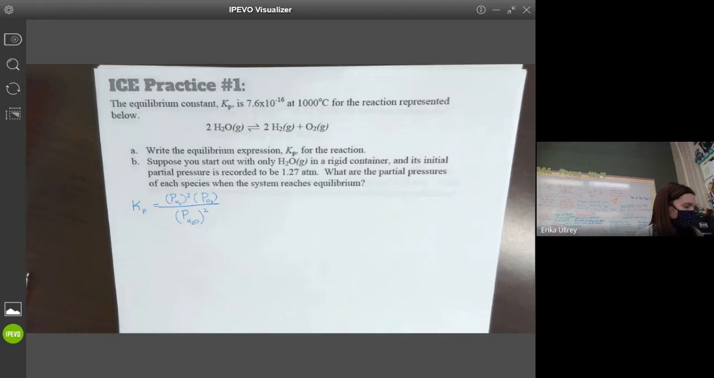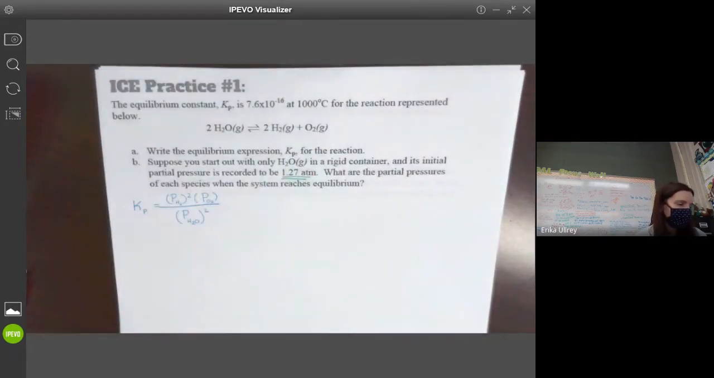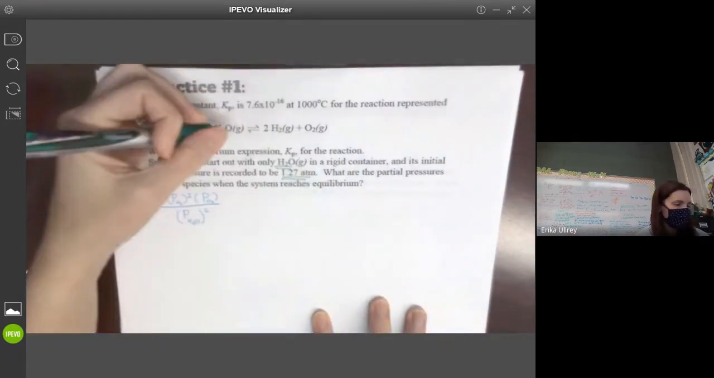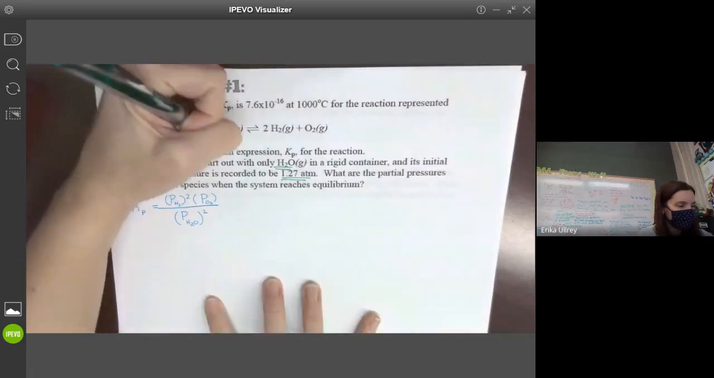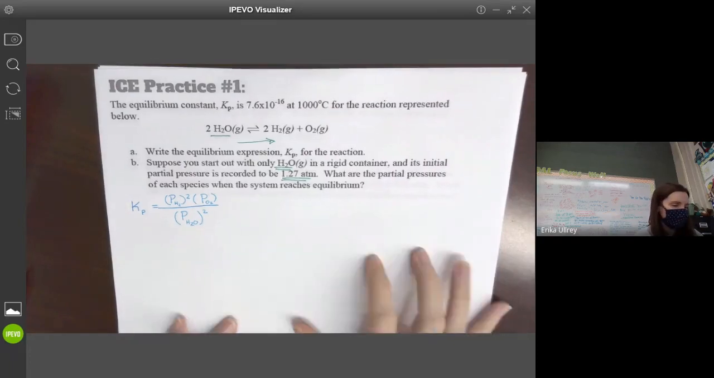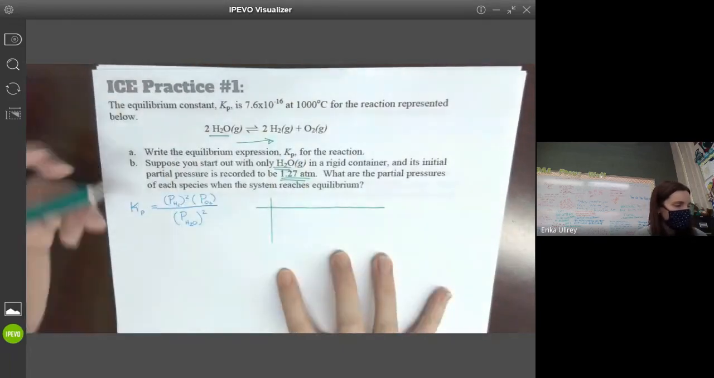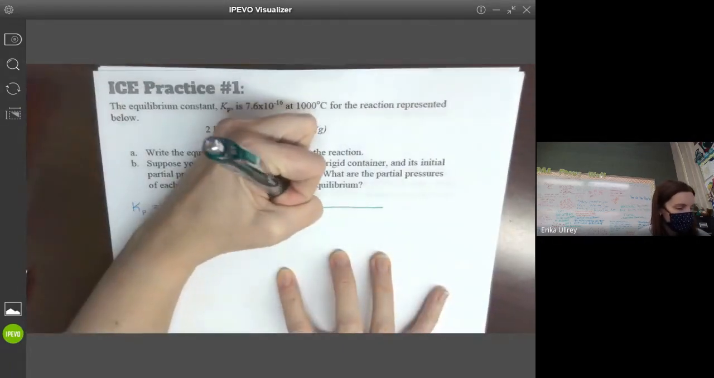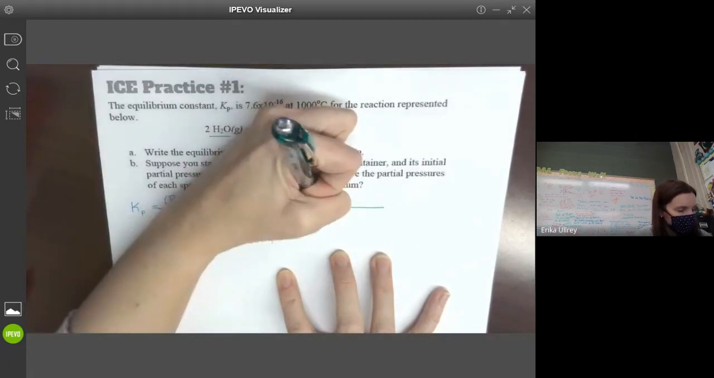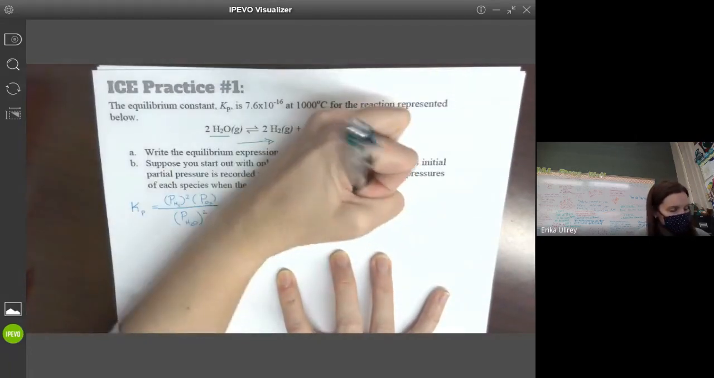Okay. So we're going to just launch right into an ICE table because it tells us that all we have in the beginning is reactants, which is the water. So if all we have are reactants to begin with, we're going to be shifting this way. So we know that we're going to be subtracting from the reactant side and adding to the product side. So we're going to fill this out. Okay. We have our balanced equation, 2H2O makes 2H2 plus O2.